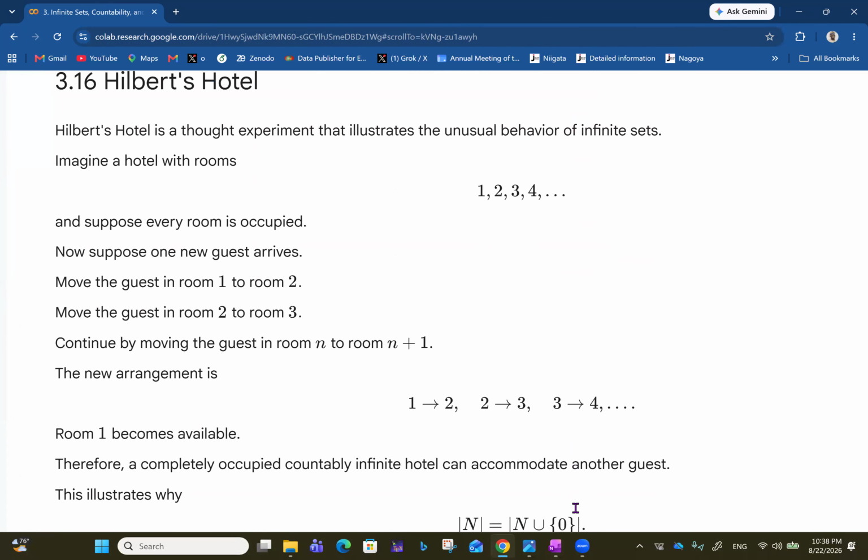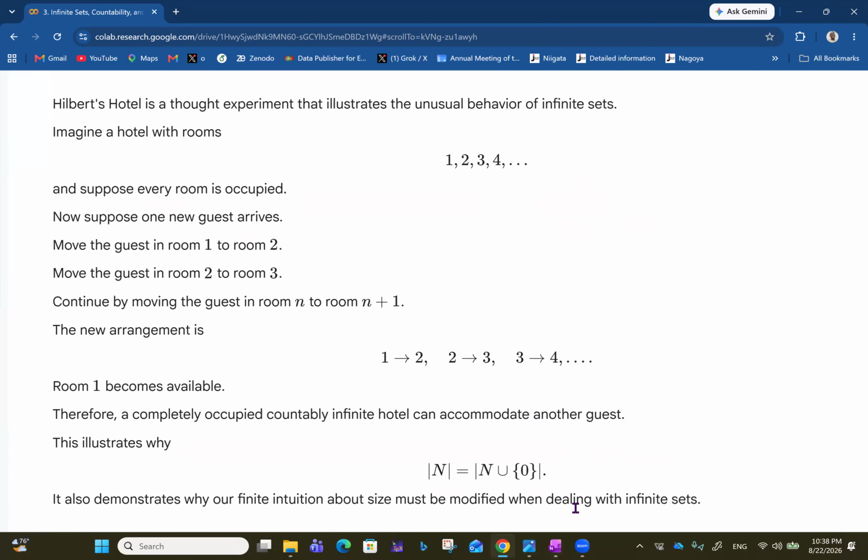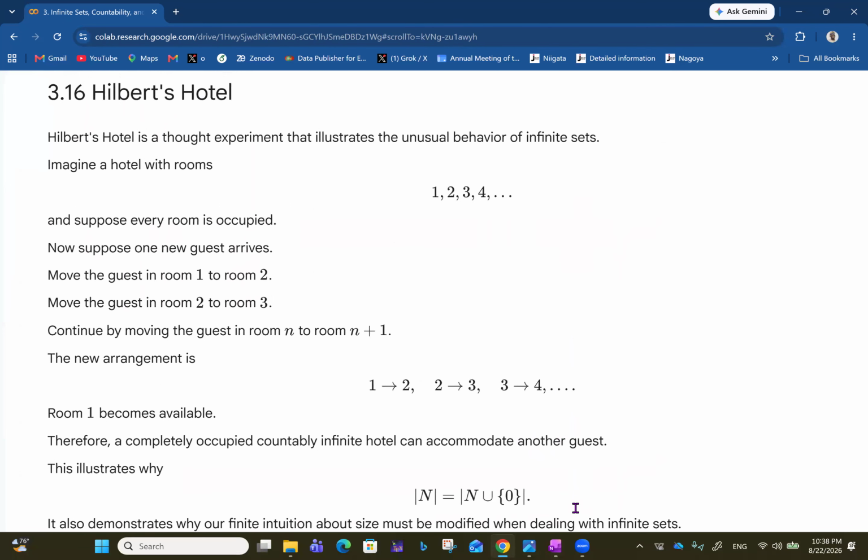Then we have the Hilbert Hotel. The Hilbert Hotel is a thought experiment that illustrates the unusual behavior of infinite sets. Imagine a hotel with rooms 1, 2, 3, 4, and so on, and suppose every room is occupied. Now, suppose one new guest arrives. Move the guest in room 1 to room 2, move the guest in room 2 to room 3, and continue by moving the guest in room n to room n plus 1.